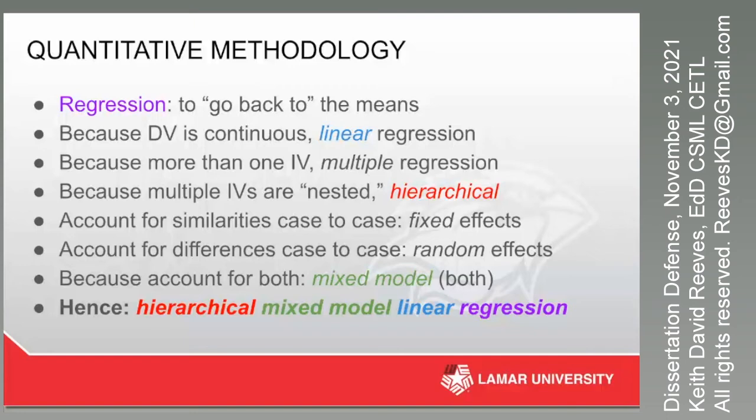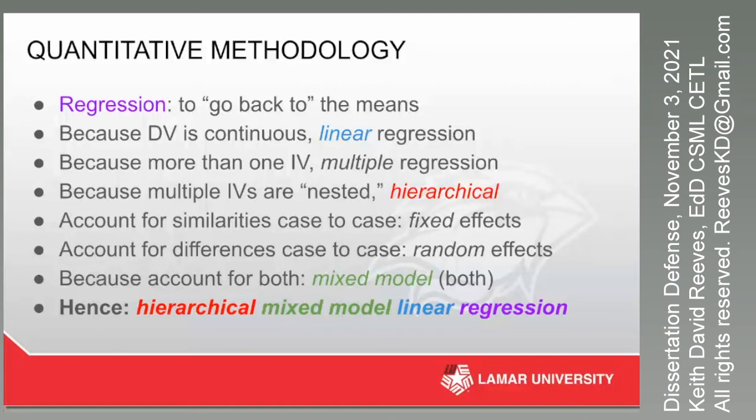Regression, for our guests, is a set of statistical processes used to examine relationships between variables and is often used to examine predictability. The word regression comes from the ideas of going back to the means that emerge when we're looking at data sets. Because our SOL score dependent variable is continuous, a linear regression is prescribed, where we look at lines across data points. Because there's more than one independent variable, as I said earlier, it's a multiple regression. But specifically because those variables are nested or interrelated, then we need to look at them in order, which forms a hierarchy.